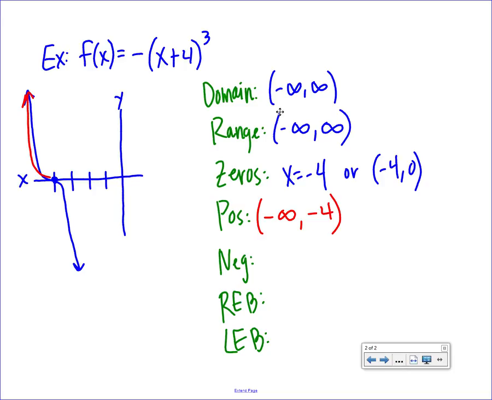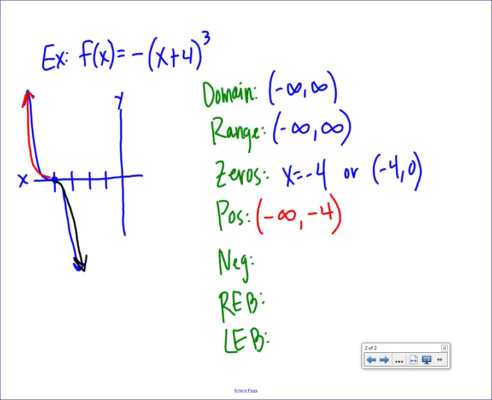Don't worry about brackets on anything except domain and range. Because 99% of the time they share a point with positive and negative, okay? Okay, let's do negative. Where is this negative?